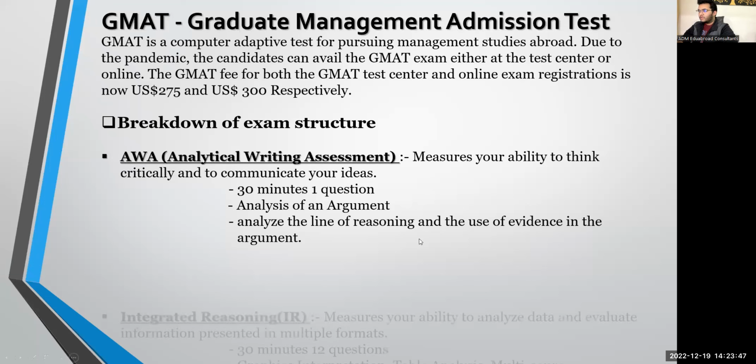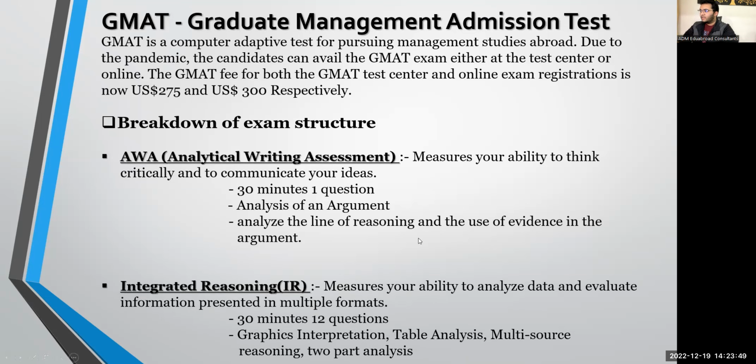So integrated reasoning. Now, this is a quite unique section in the GMAT exam. It basically measures your ability to analyze data and information presented in multiple formats. It has 12 questions and the time limit is 30 minutes.